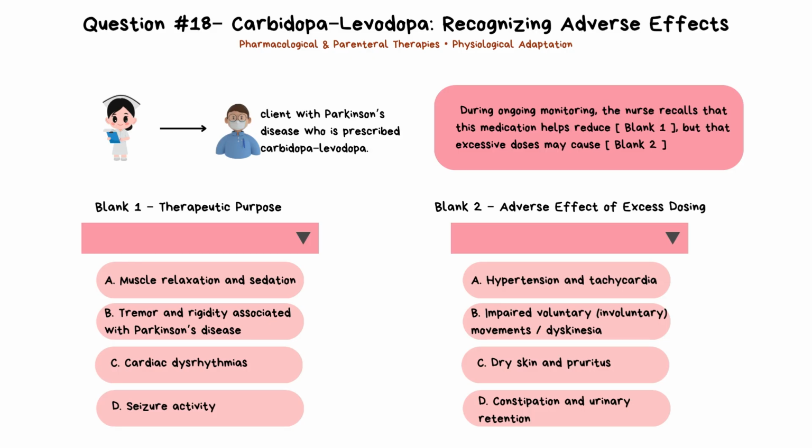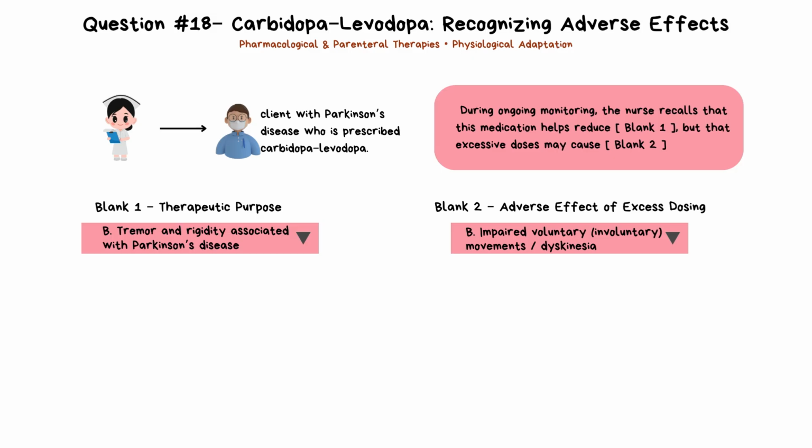Correct answers and explanation. Blank 1 is option B. It reduces tremor and rigidity. Blank 2 is option B. Excessive dopamine causes dyskinesia, those involuntary or jerky movements you might see as facial grimacing, tongue thrusting, or eyelid twitching. Here's why.